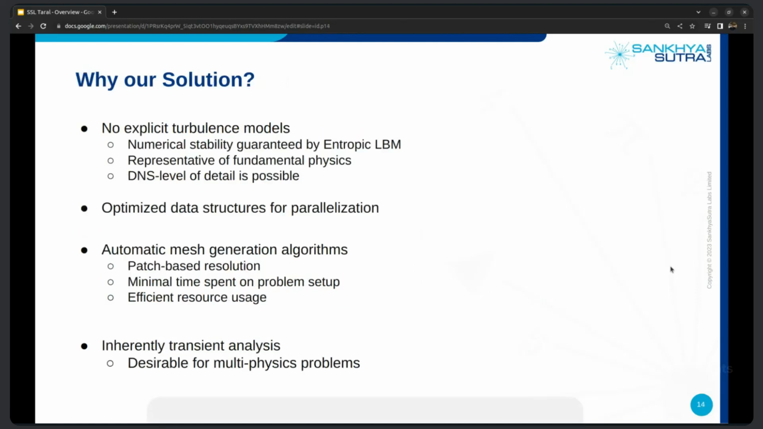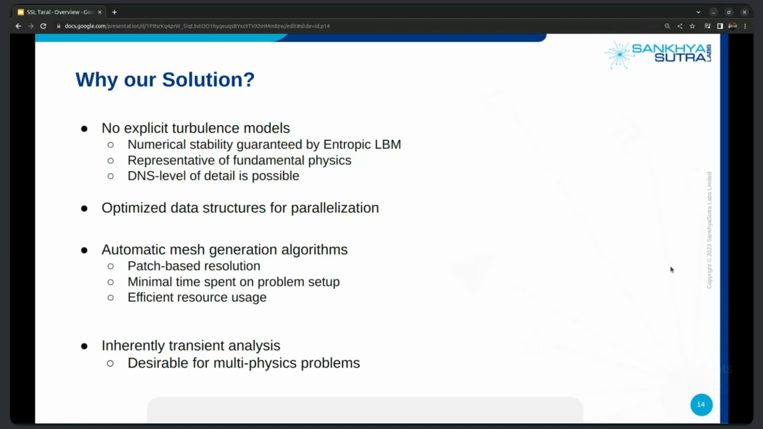Now, why should you use Taral, right? Like I mentioned, there's no explicit turbulence model. And when you use such a method, it's possible to get to DNS levels of details. And whatever you are simulating is going to be representative of the fundamental physics of that problem. And because we use the entropic LB method, we guarantee that your solution is going to be numerically stable, unless and until you impose some very, I don't want to call it nonsensical, but sometimes users still do that. Unless you impose a very nonsensical boundary condition that gives you some infinite pressure or velocity gradients or something such, you're going to get a very stable solution.